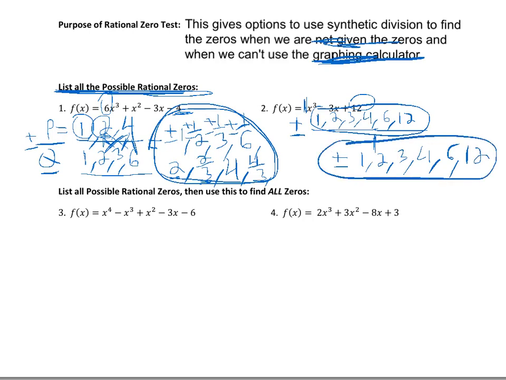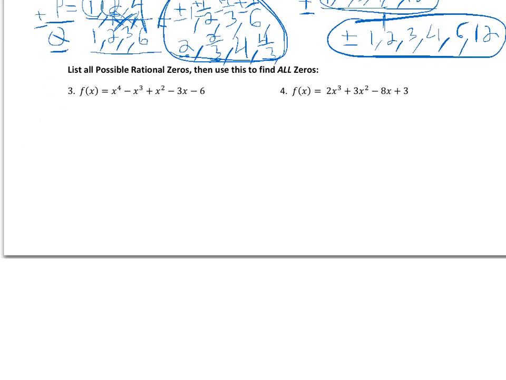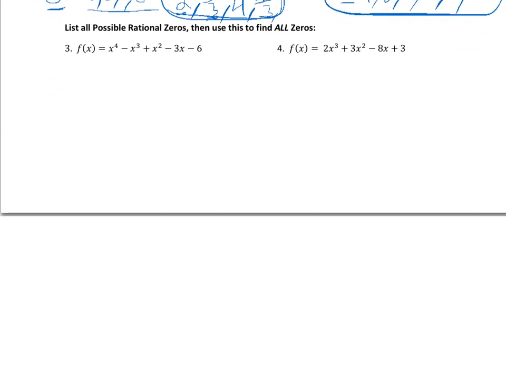All right, so this gives us a starting point of what numbers to choose from when we use synthetic division, because we're not going to be given the zeros. We're not going to have a graphing calculator to see where it hits the x-axis. We're going to do 3 and 4, and the ones on the back, 5 and 6, we'll do in class tomorrow. So let's do this for 3 and 4. Now for 3 and 4, I'm going to use synthetic division.